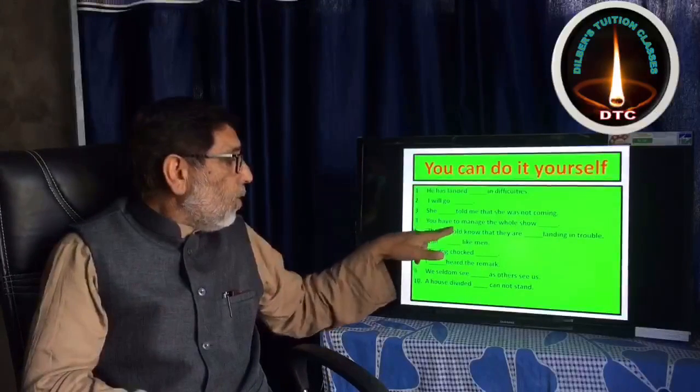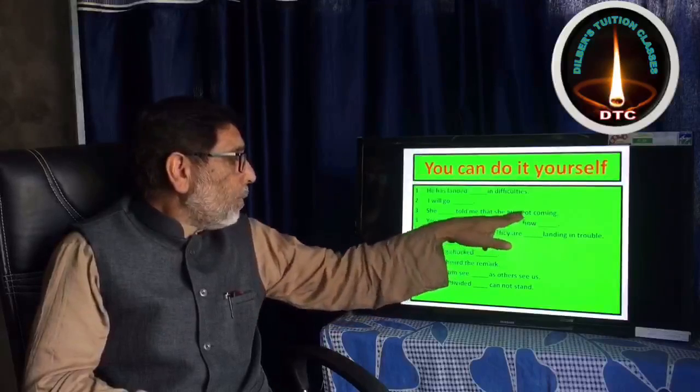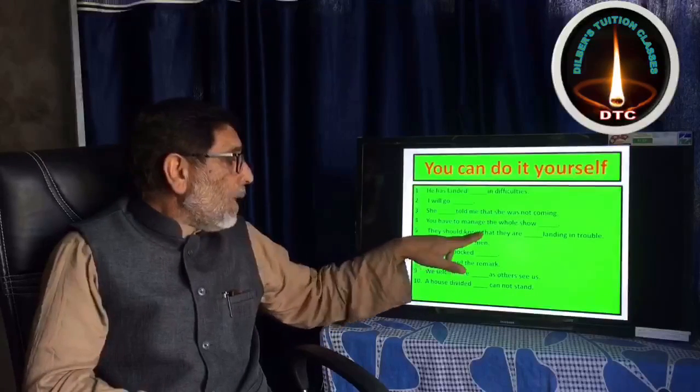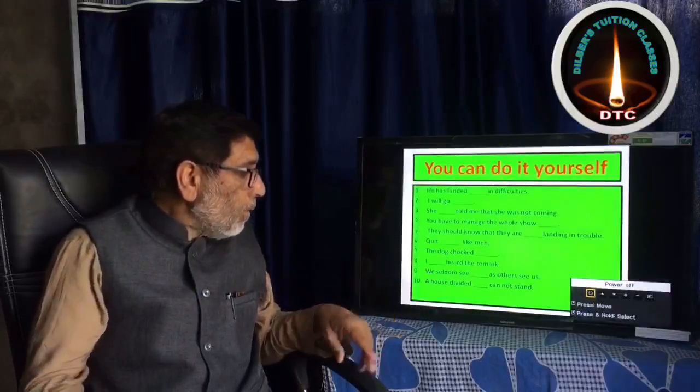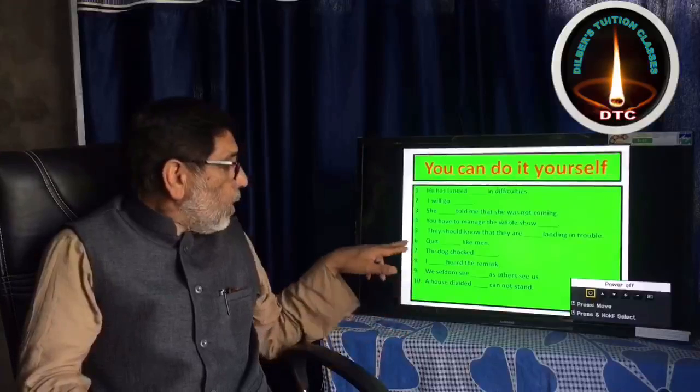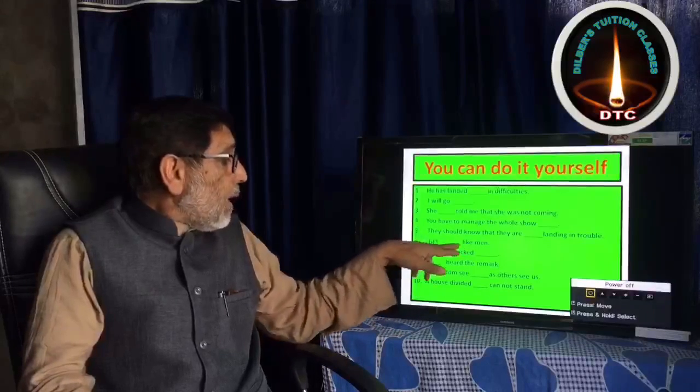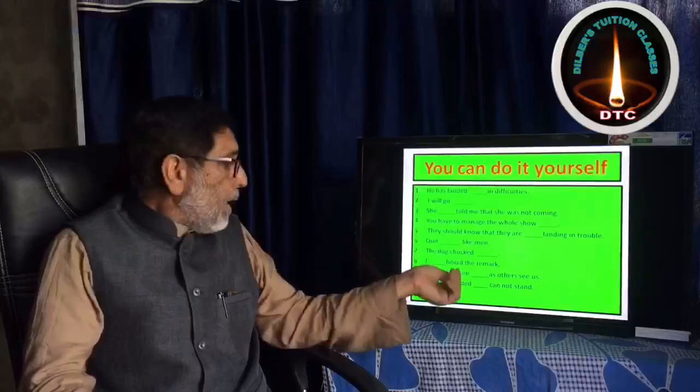You have to manage the whole show. अब you के बदले में yourselves भी आ सकता है, yourself भी आएगा. You have to manage the show yourself. They should know that they are themselves landing in the trouble. They के बदले में themselves. So quit dash like men. Quit yourselves like men. The dog choked itself. Dog के बदले में himself नहीं कर सकते हैं क्योंकि because it will then resemble the humans. The dog choked itself.